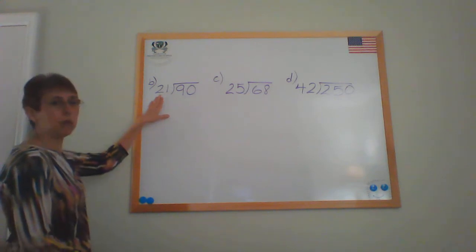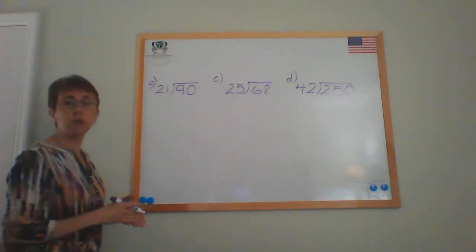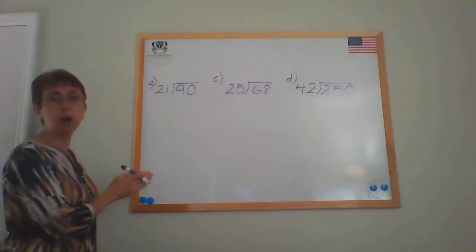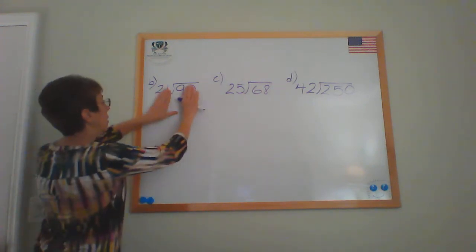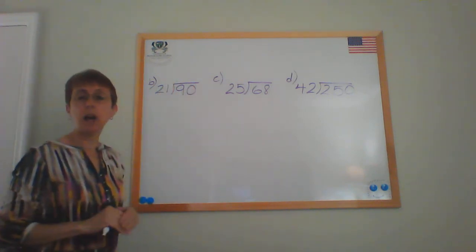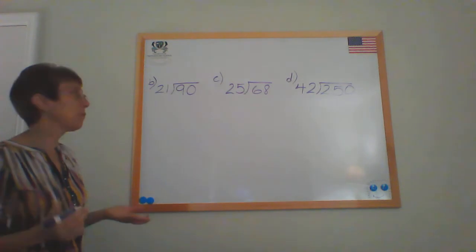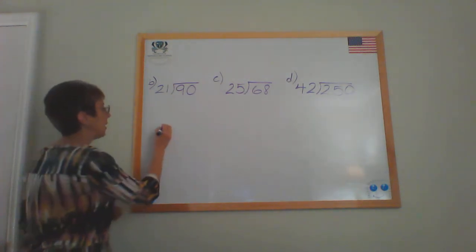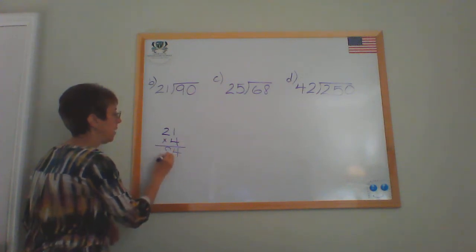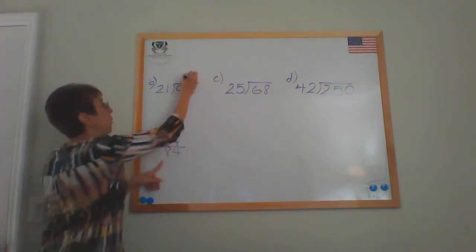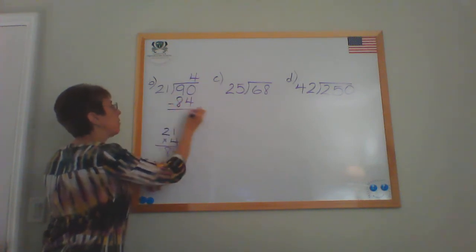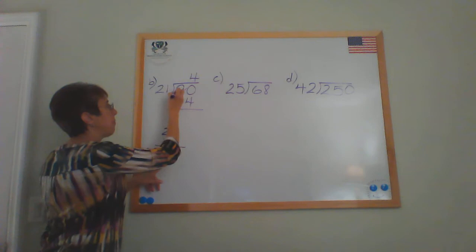90 divided by 21. You cannot break it down to do smaller division, but you can break it down to help you come up with your answer, or an estimate at least. So 9 divided by 2. 9 divided by 2 is 4 because 4 times 2 equals 8. So let's see, 21 times 4 is 84. So that would work here. 21 times 4 equals 84. Write it down and subtract.